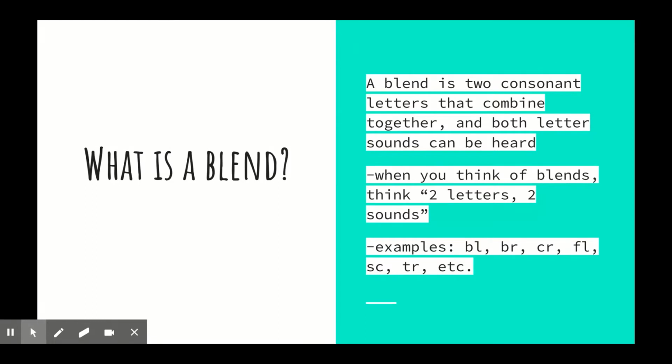The word blend actually has a blend in it in the very beginning. The BL, bl. There's also BR, CR, FL, SC, SK, TR. Okay, and all of those examples of the two consonant letters combined together, you can hear both sounds. In BL, it's b, l. In BR, b, r. In TR, t, r. Okay, so when you have a blend, again, think two letters, two sounds.